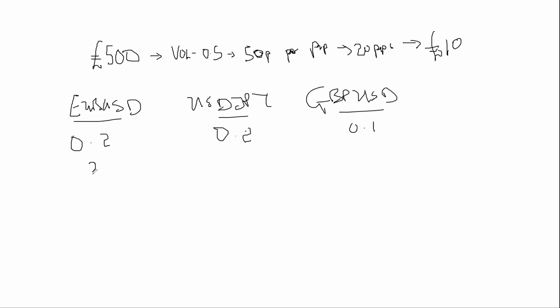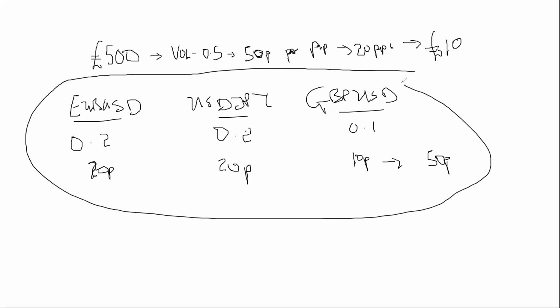So I'll basically be risking 20p per pip for the Euro US dollar. And then I'll be doing 20p per pip for the dollar yen and doing only 10p per pip for the pound dollar. And you can see that's still a total of 50p. So this will all still be regarded as one trade. That will just be one trade.